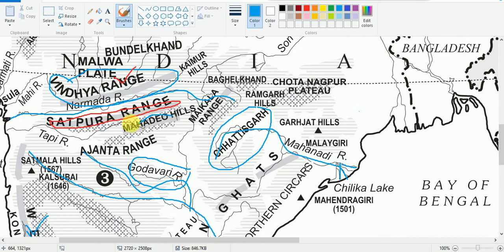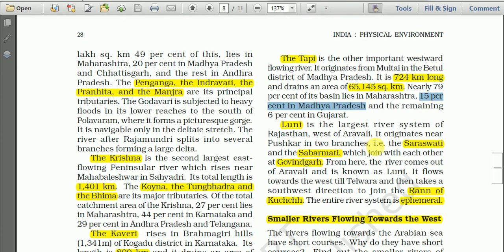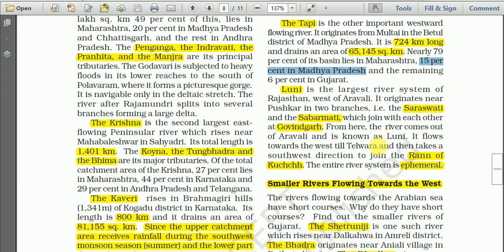The Tapi River, as you know, is here, just south of the Satpura Range, flowing parallel with the Narmada River, and it originates from Multai in Betul district of Madhya Pradesh.